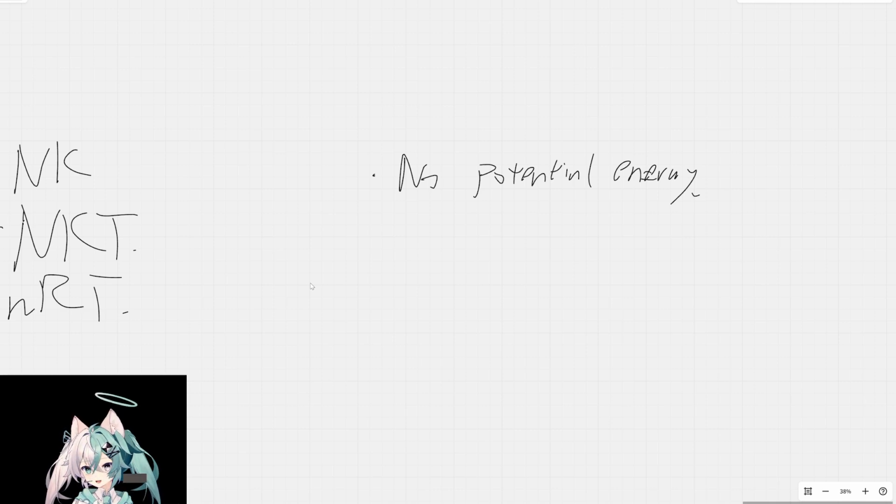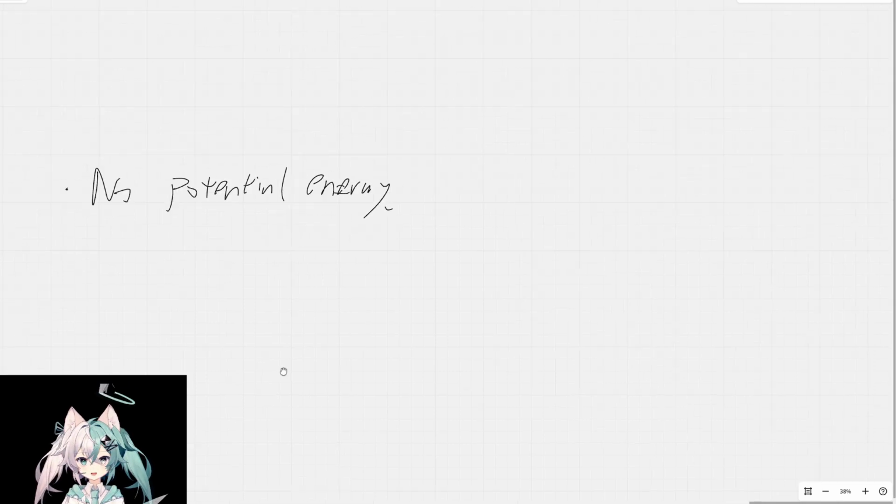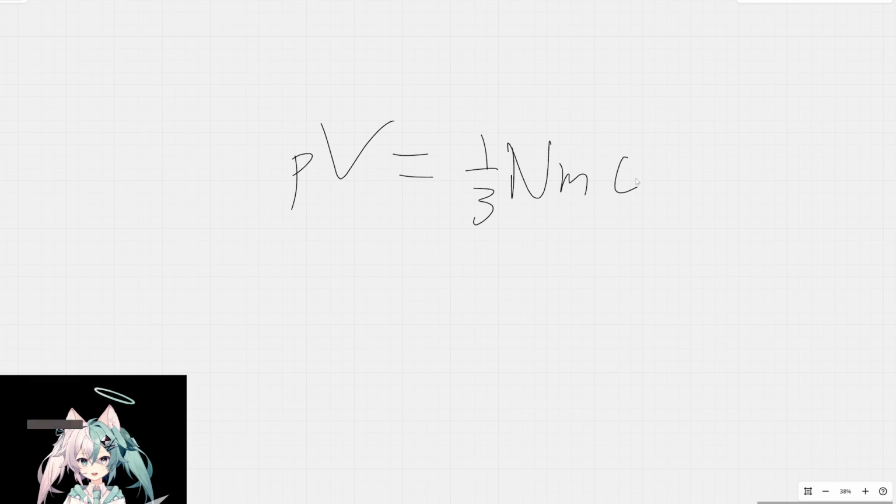And then we need to talk about something else: the kinetic theory. This is a hard topic. The way that we derive some of the formulas won't be so easy to derive over here in 5 minutes. So I'm just going to write down the equations that we have. We have PV equals a third Nm c_rms squared. This P stands for pressure and this V is volume. This a third is just a third.